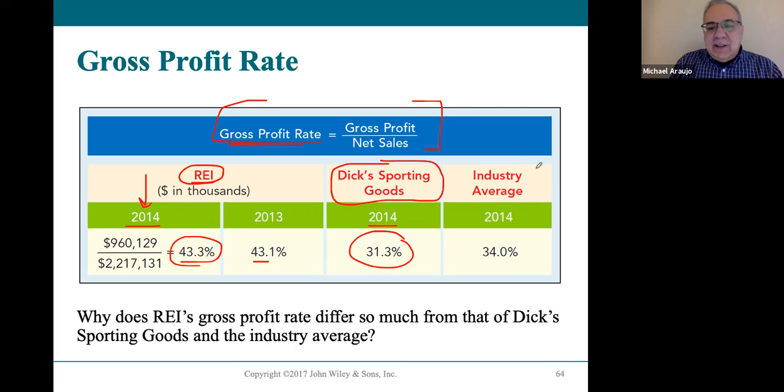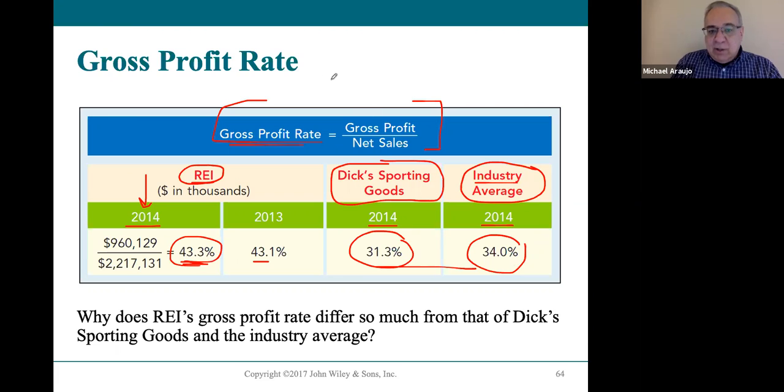How does it compare to everybody in the industry? Remember what the industry is. The industry is a group of businesses that are doing basically the same thing. In this case, selling sporting goods, sporting goods retailers. Well, the average gross profit rate within the industry is about 34%. So in that sense, Dick's Sporting Goods is a little bit below the industry average, and REI has a much higher gross profit rate than the industry average.